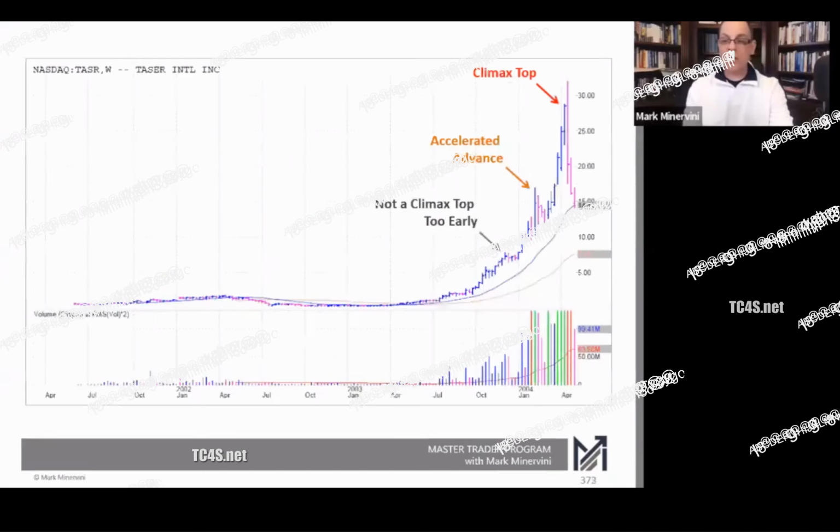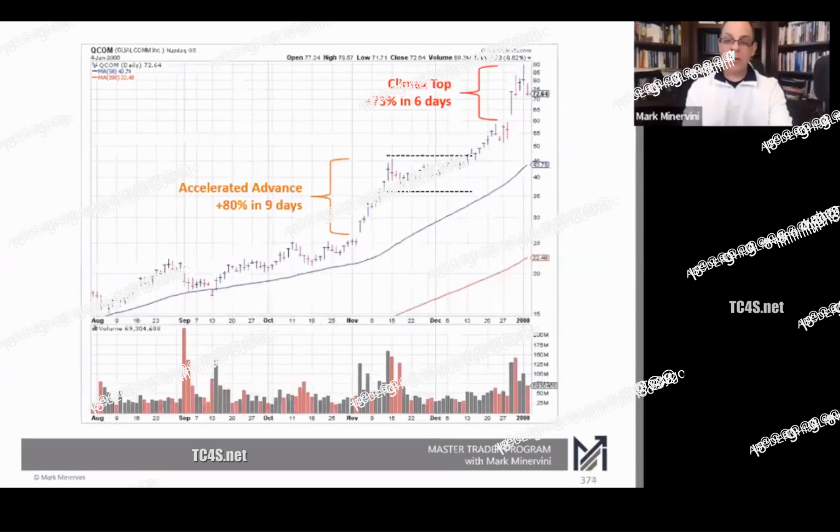Same thing happened with Taser. Perfect example. I was in this later, and in part of that move where it started getting climactic. So when you first start, that's your breakaway phase. Then you get into the advancing, accelerating phase, and then the climax phase. That doesn't always happen, but when it does, and you're in the stock, it's nice. When your stock does that, you sell right into it. Qualcomm did the same thing.